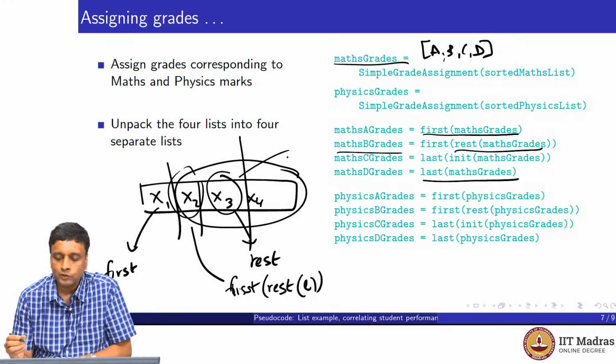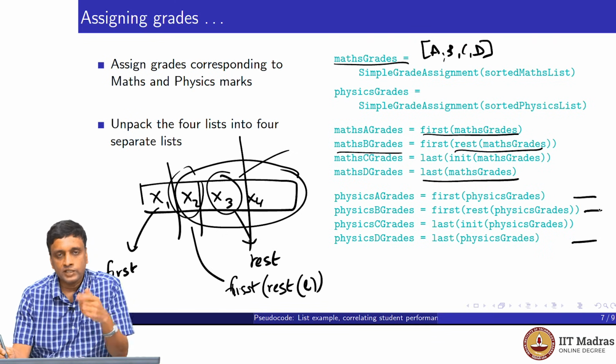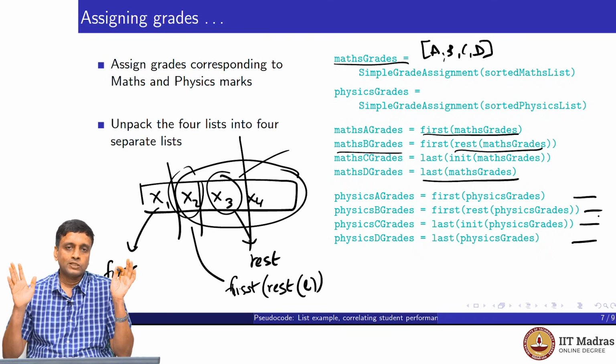So we do this for maths, we do this for physics also. So again, the A grades in physics are the first, the D grades are the last, the B grades are the first of the rest, and the C grades are the last of the unit. Right? So now we are where we want to be. This is what our goal was.